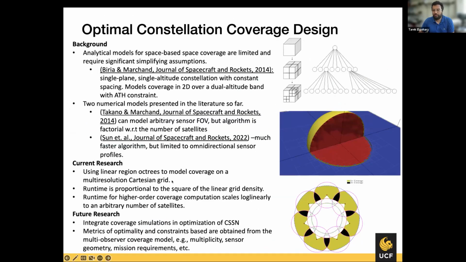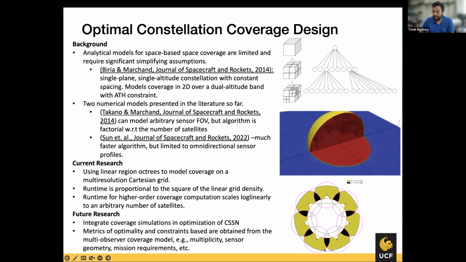But the idea is we want to define coverage not just as a function of location, but also as a function of the sensor profile. Some sensors in space-based space surveillance have a very narrow field of view, like a rectangular beam, but they have a very long range. And some sensors look like these circles down there. They're called omnidirectional sensors. They look everywhere.